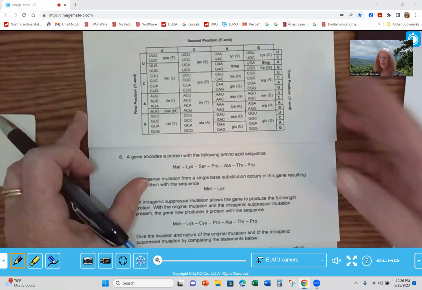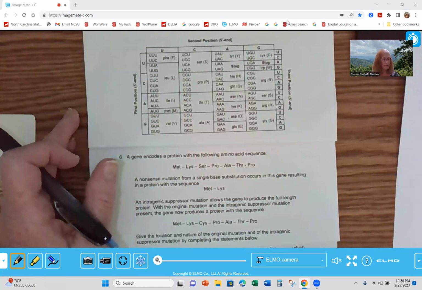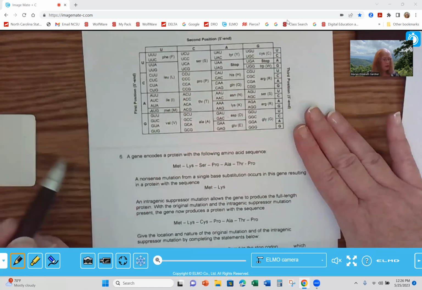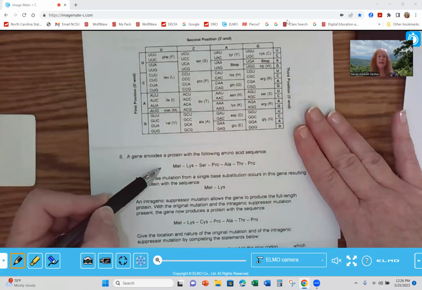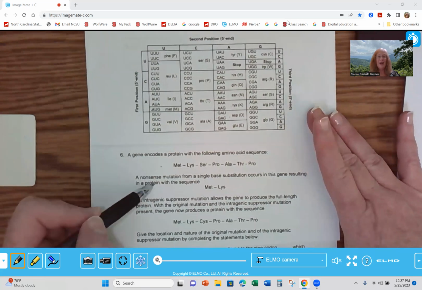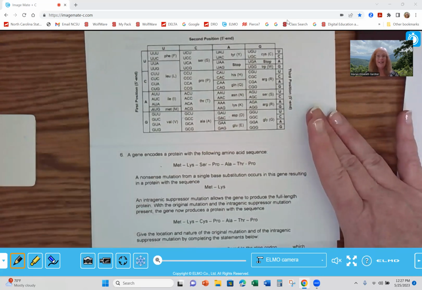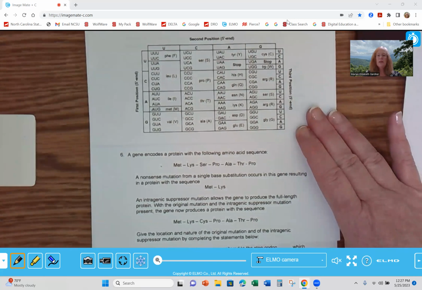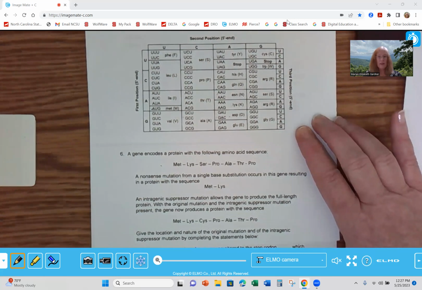Let's take a look at another. A gene encodes a protein with the following amino acid sequence. And then there's a nonsense mutant, stopping early, that is a single base pair substitution. So nonsense mutants can occur with a frameshift mutation, but they can occur with a base substitution as well.